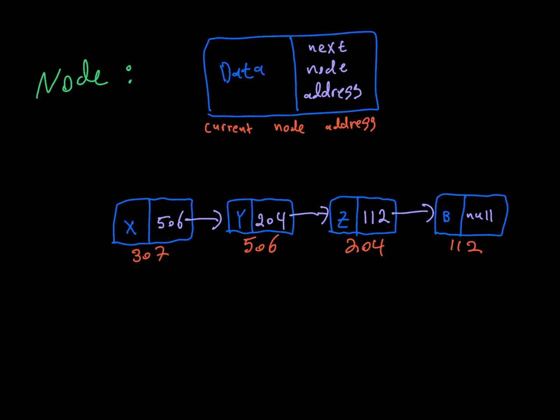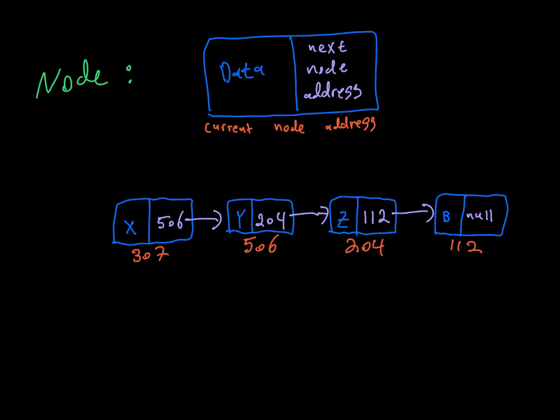So we have this first node right over here. It has data x stored, and the next node is stored at address 506. Right, so this node has data y, its next node in the sequence is at address 204. This node has data z, its next node address is at 112. Right, so this node has value b, its data is storing value b, and its next node address is null. This is the default value. This is essentially saying that there is no next node in the sequence as of yet.